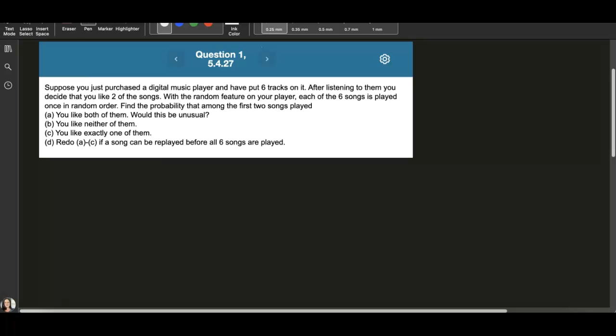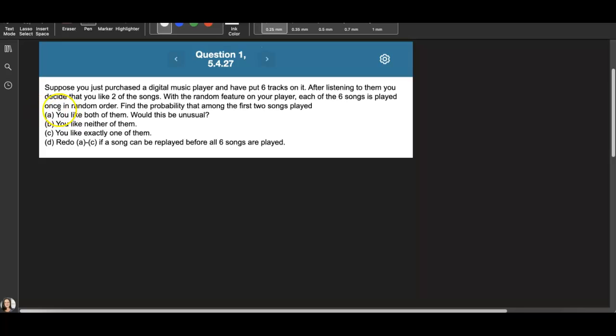In this example, we're going to use the general multiplication rule to find probabilities of dependent events. So you've got some music on a digital music player, 6 tracks altogether, and you decide that you like 2 of the 6 songs. You place it on a random feature, which plays each of the 6 songs once in a random order.